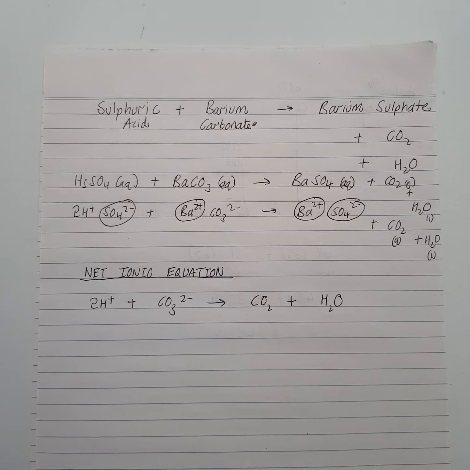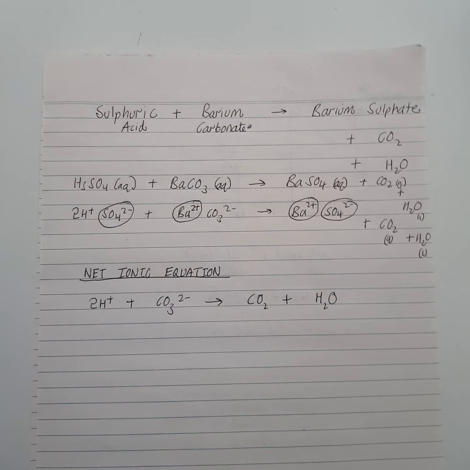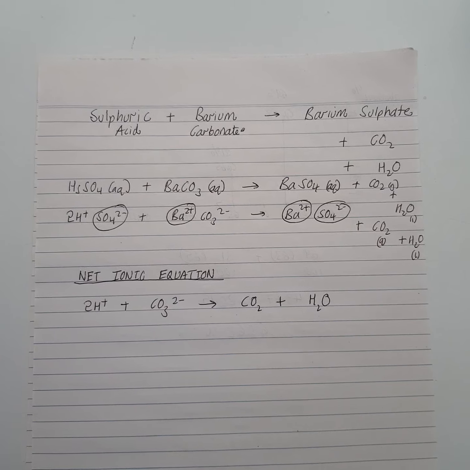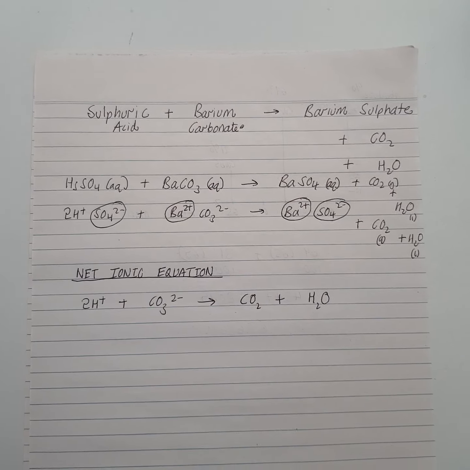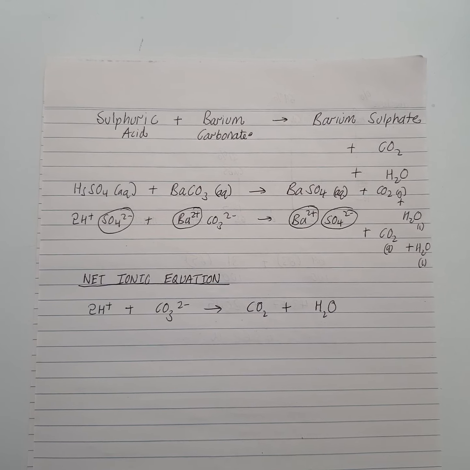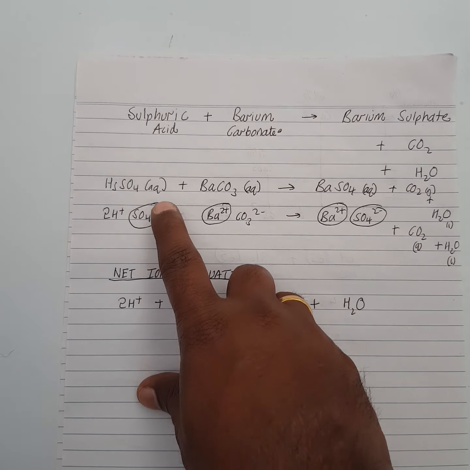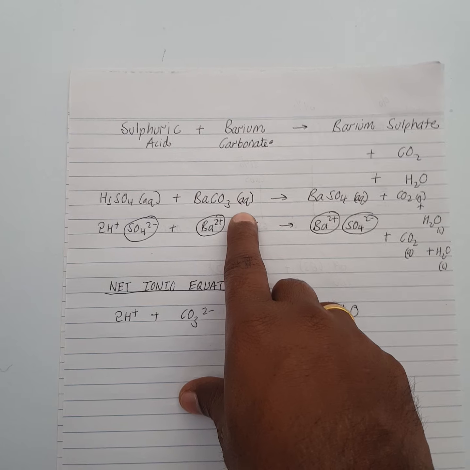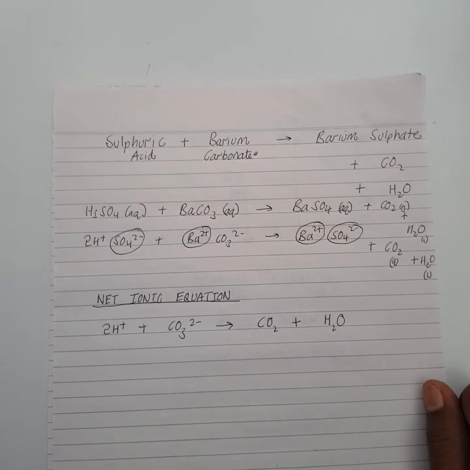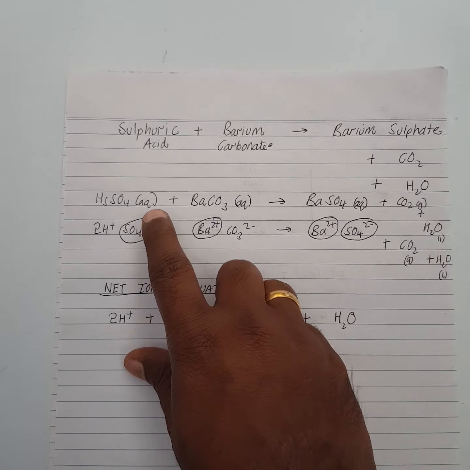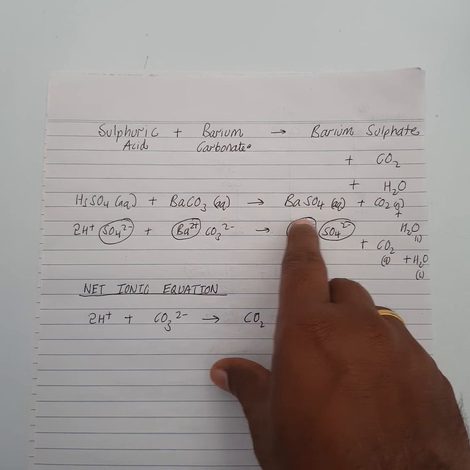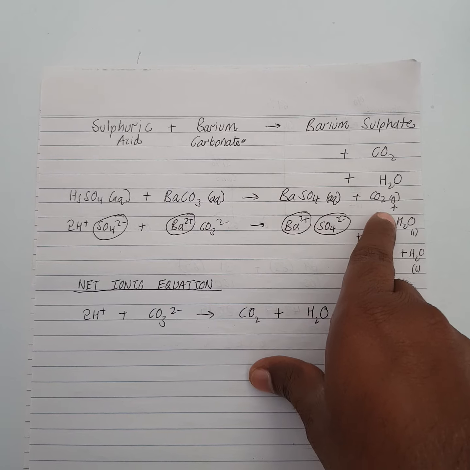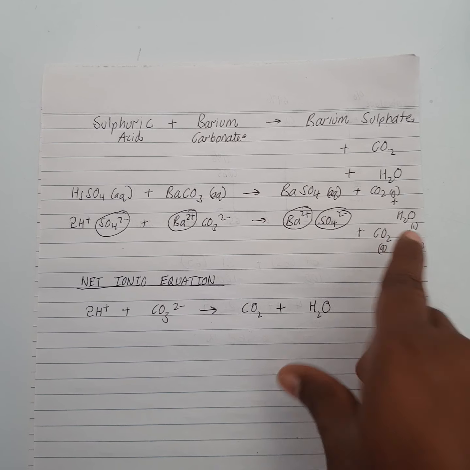All right, now in order for you to write down the correct chemical formula, you need to be very familiar with your valencies of cations, anions, and polyatomic anions and cations. The next thing you need to do is to make sure you write down the appropriate state symbol, which is aqueous, gas, liquid or solid. In this question, sulfuric acid is aqueous, barium carbonate is aqueous, barium sulfate is aqueous, carbon dioxide is a gas, and water is a liquid.